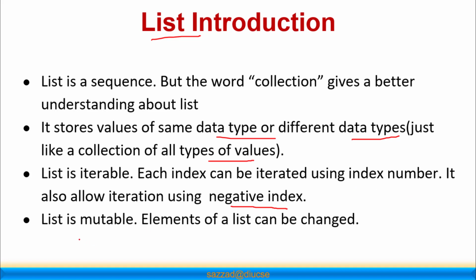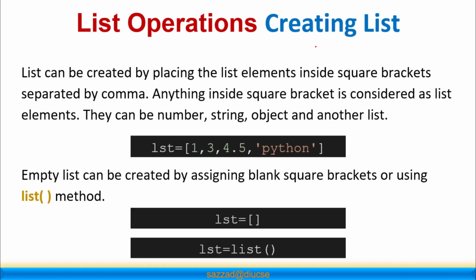List is mutable. Elements of the list can be changed, and elements of the list can also be replaced. We are going to see that. So first of all, list operations, creating a list. A list can be created by placing the list elements inside square brackets separated by commas.